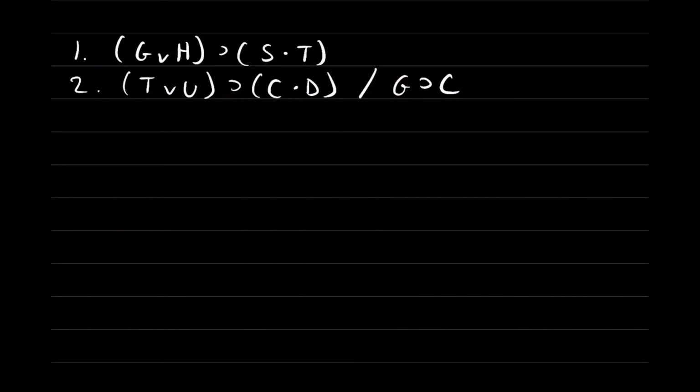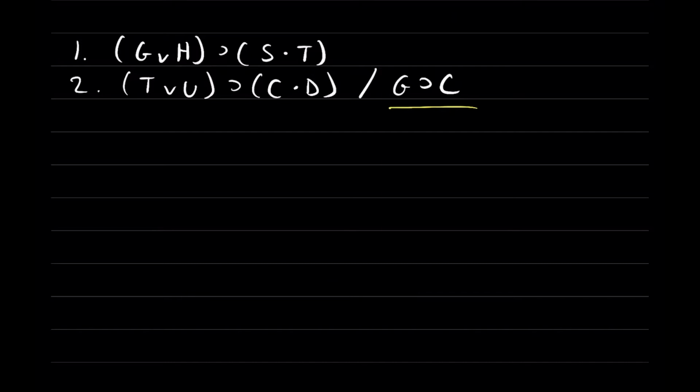Okay, so I've got two premises. First one is fairly complex. It says, if either G or H, then S and T. Line 2 says, if either T or U, then C and D. And we're trying to prove this conditional here, if G, then C. And because the conclusion is a conditional, I'm going to immediately think conditional proof.